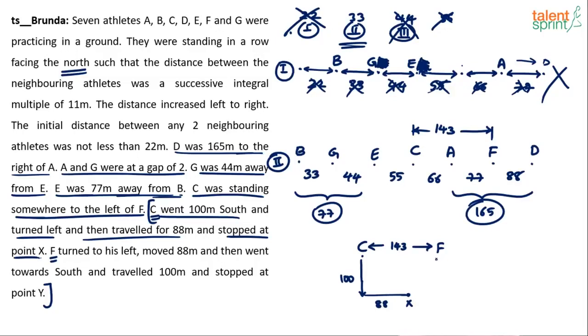F turned to his left. F is facing north, so his left will be on this side. F turned to his left and moved 88 meters. So F moved from this point, he moved 88 meters.